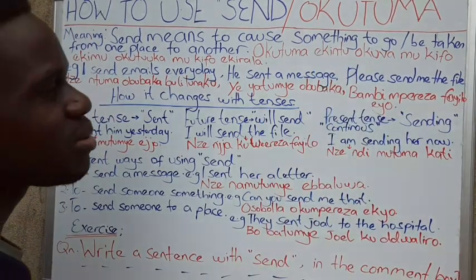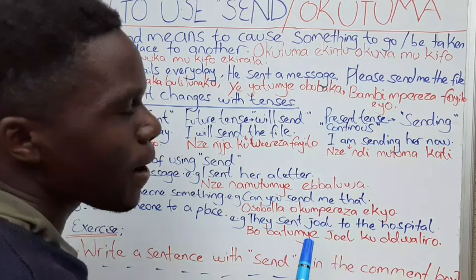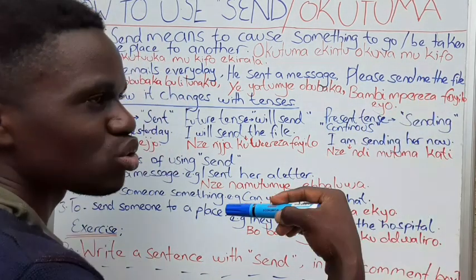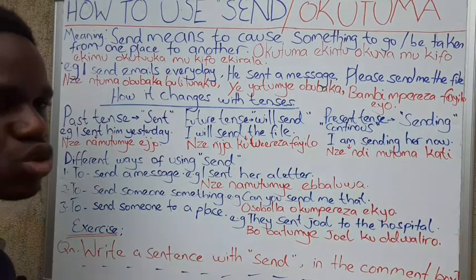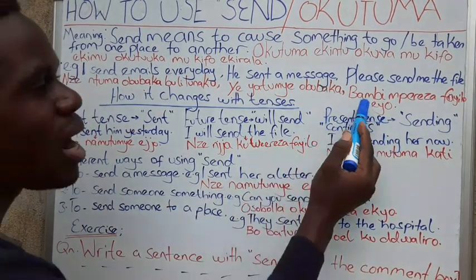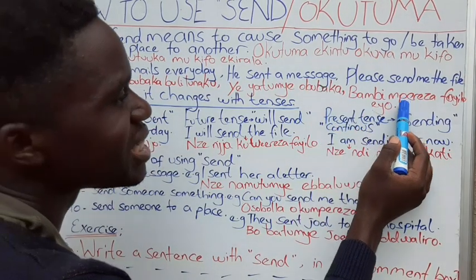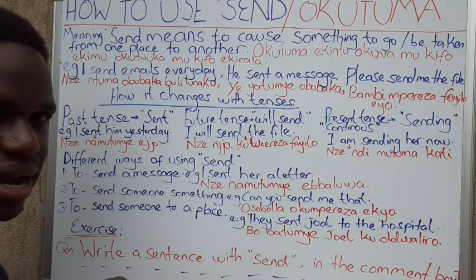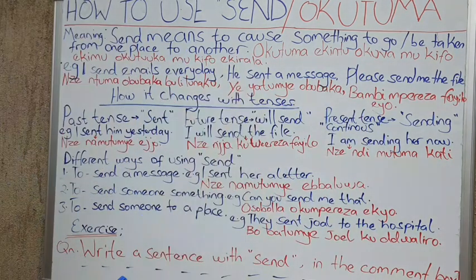So here in this example, please send me the file, send is not going to be okutuma. No, because of send me, someone is sending to you. So bambi mpereza, omuntu akuweereza. Bambi mpereza file eyo, because you are being sent the file. Hope you are together. Okay, let's see how we use send in other words.